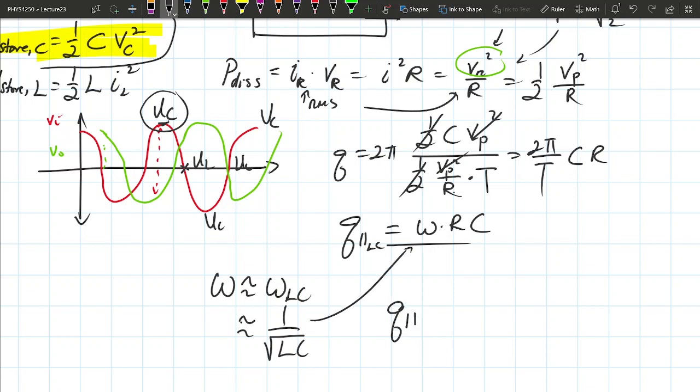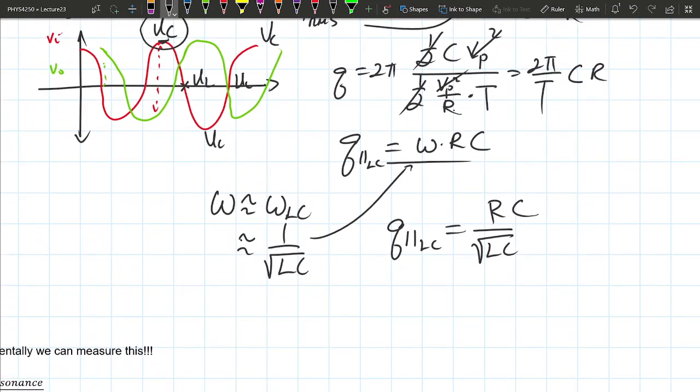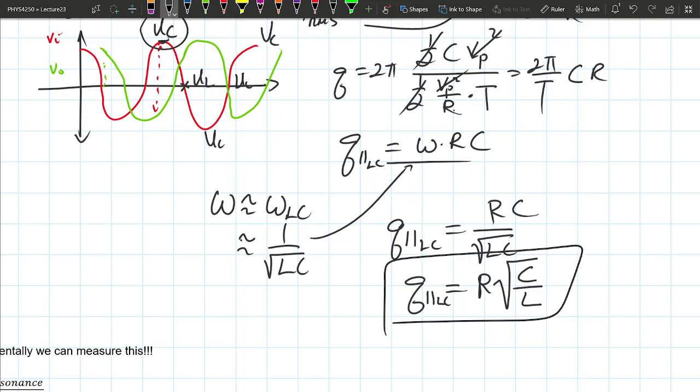So the Q factor for this parallel LC is 1 over square root of LC, and then we have R and C on top, right? And a factor of C cancels out with the factor on the bottom, so this is actually R times square root of C over L. And that's the Q factor that basically quantifies how much energy is being stored in your resonator divided by how much energy it loses every period.